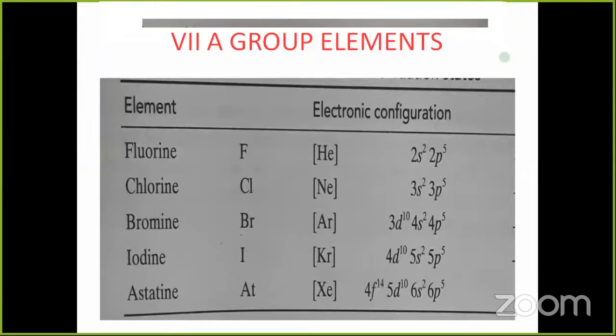Bromine is a liquid and iodine is a solid. In the entire periodic table, only 2 elements are available in liquid state. One is mercury, second one is bromine. Mercury belongs to d block elements, that is a metal, a liquid metal. But bromine is a non-metal, it is a liquid. So liquid metal mercury, liquid non-metal bromine. Only these 2 elements are available in the liquid state in the entire periodic table.